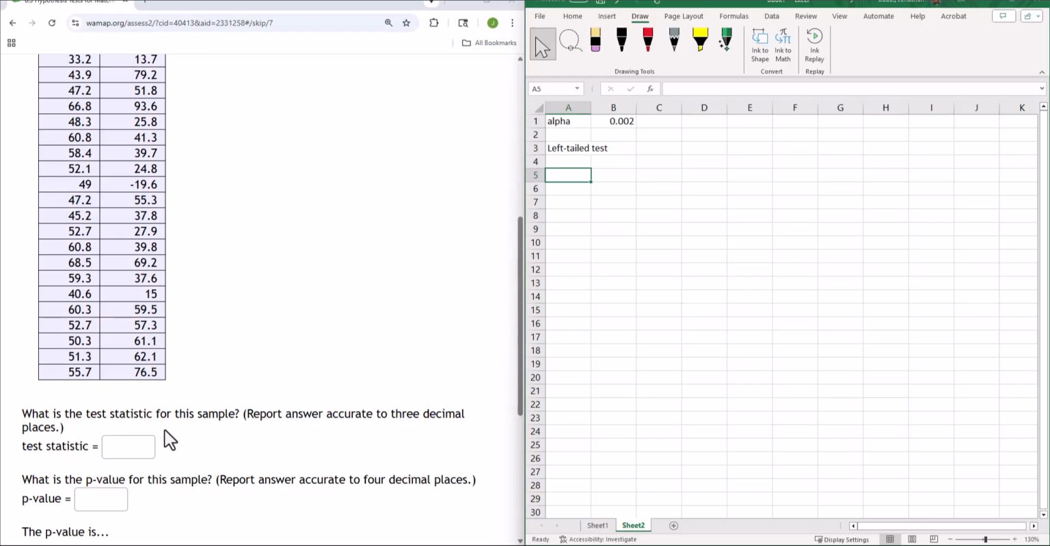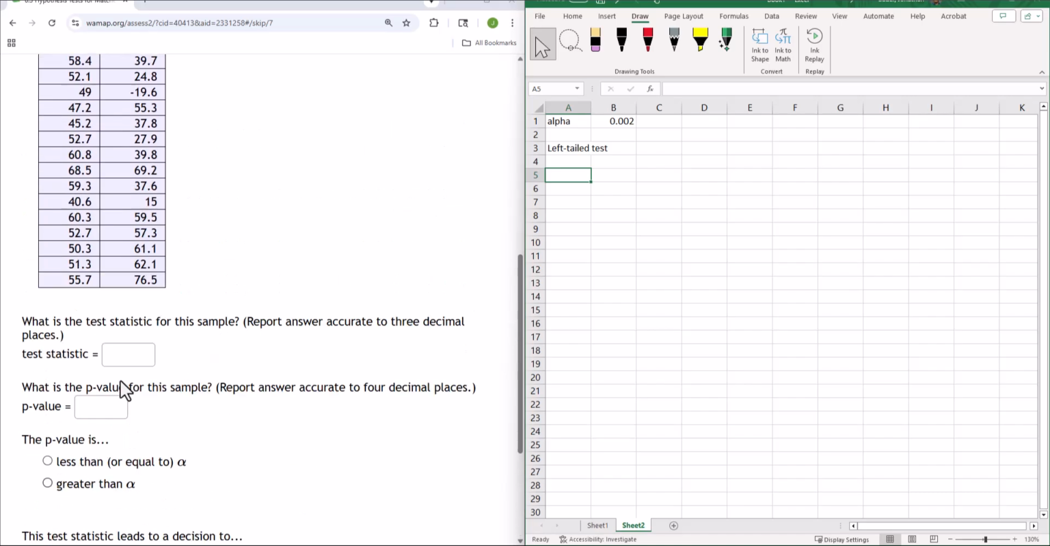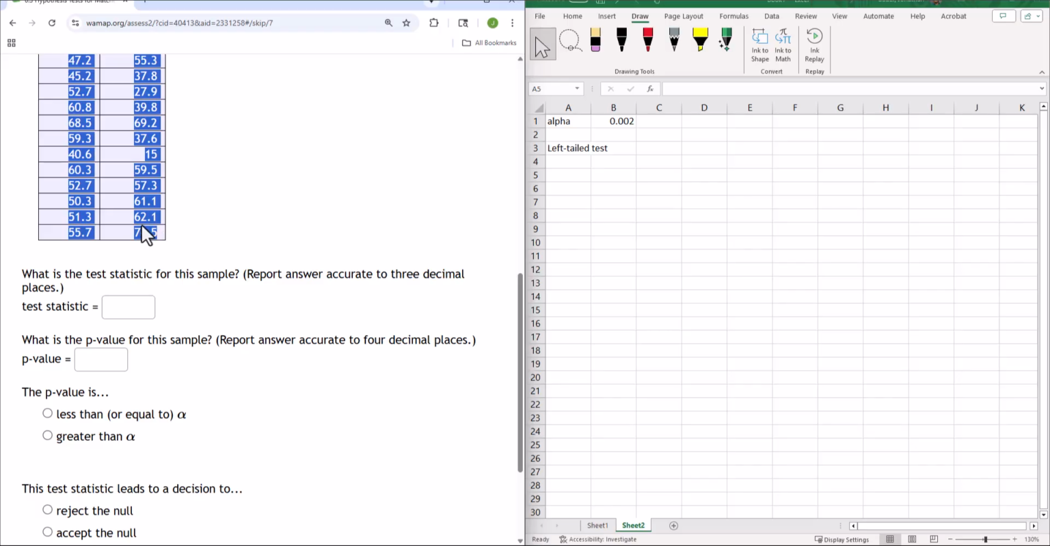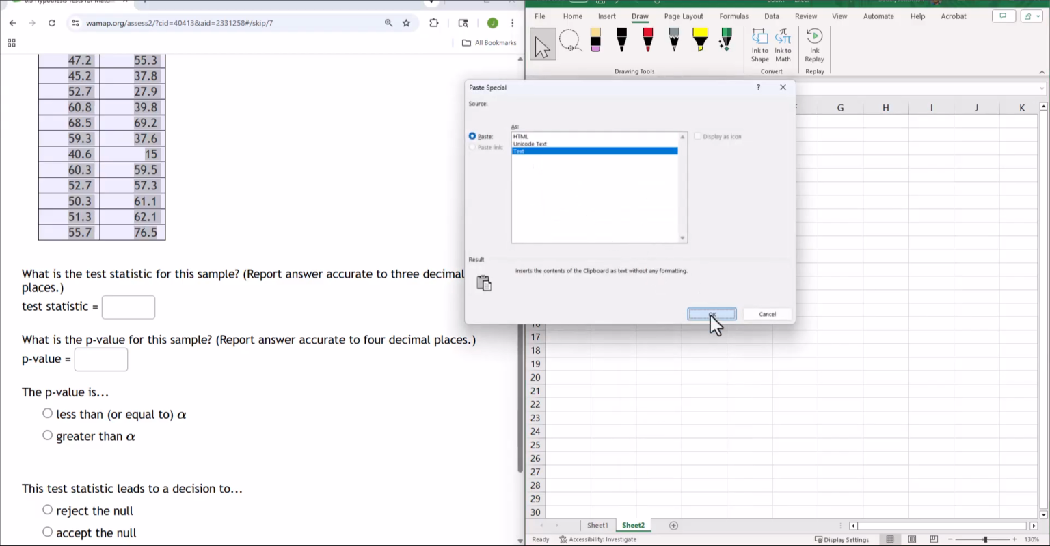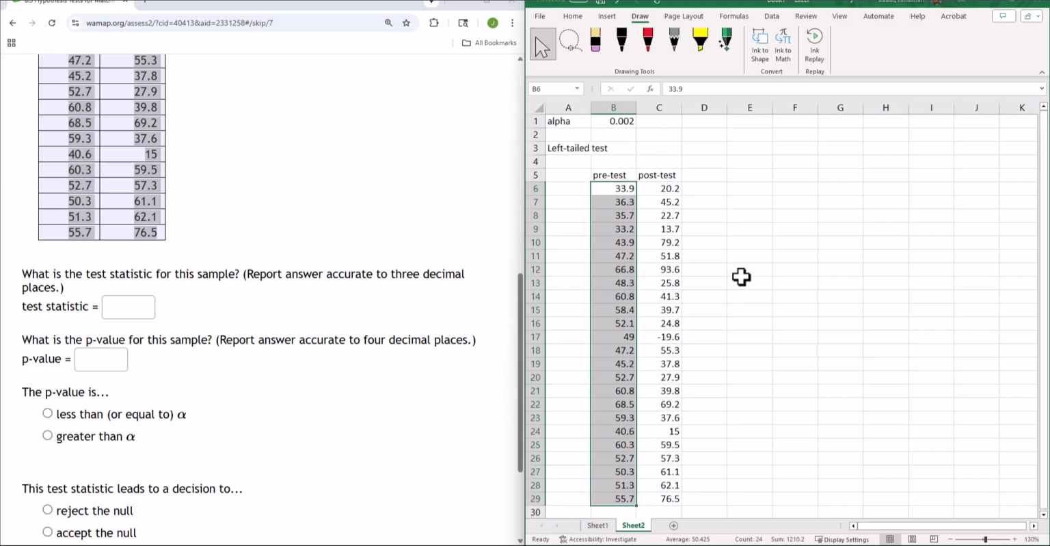So here we have sample data, and then we need to find a test statistic, a p-value, make a decision, and all that fun stuff. So we'll grab our data set and copy it. We come over here, and I'm going to just give myself a little bit of space, and I do like to paste special if it will work. And notice here, I got this data set here. My count is 24. So for this one, I've got n is 24.